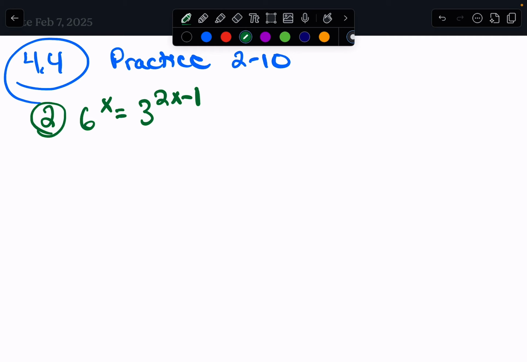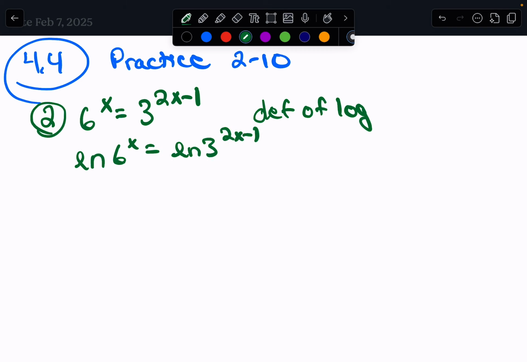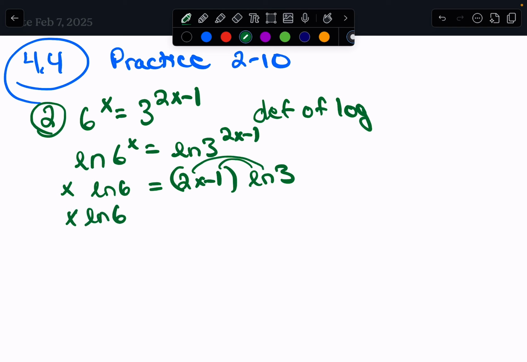Since the x is in the exponent, we're going to use the definitions of logs and write natural log of 6 to the power of x equals natural log of 3 to the power of 2x minus 1. And now we can bring the exponent down by the properties. 2x minus 1, natural log of 3. We're going to distribute the natural log of 3 here. So x times natural log of 6 equals 2x natural log of 3 minus natural log of 3.